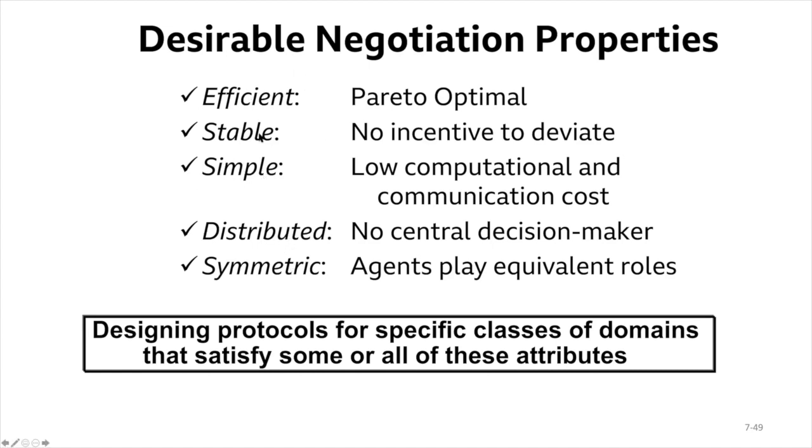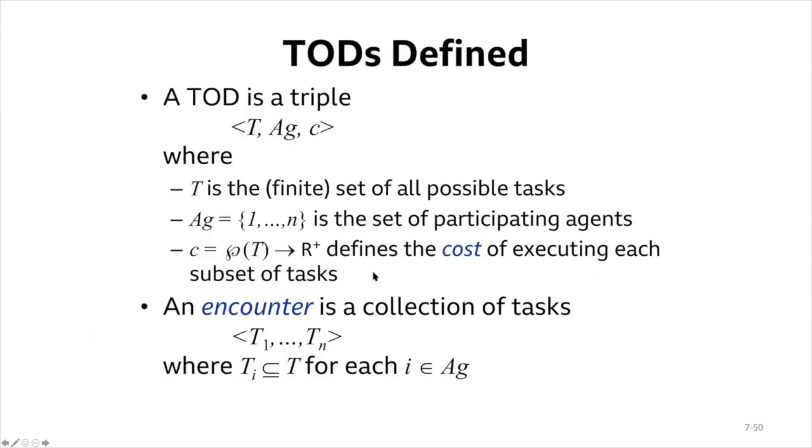But it's efficient, Pareto efficient. It's stable because it's a Nash equilibrium. It's distributed. There's no central decision maker. And it's symmetric. The agents play equivalent roles.